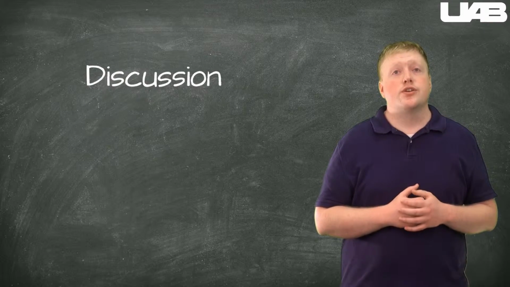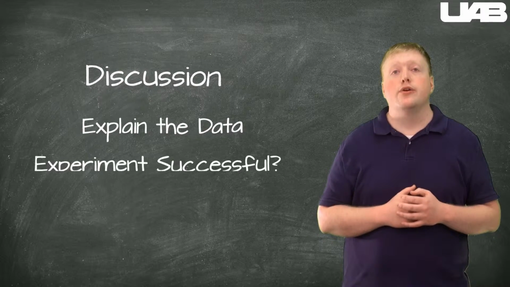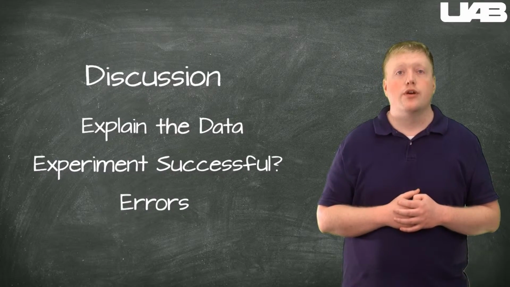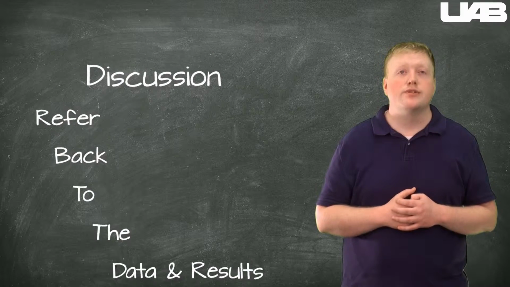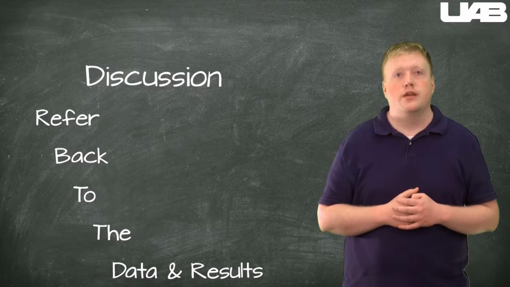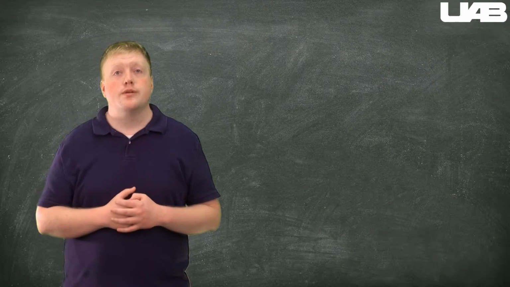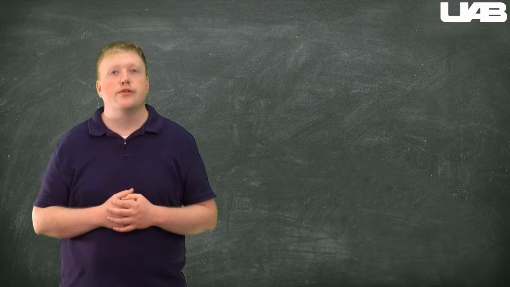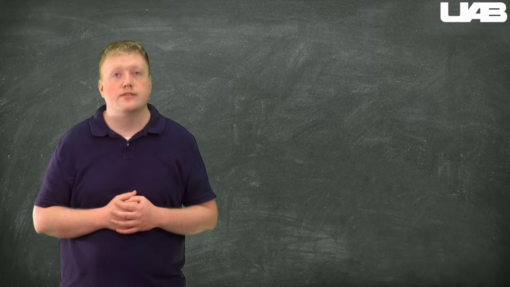The discussion section is where you explain the data you obtained, whether or not your experiment was successful, and any errors that may have occurred. You should use the data your group presented in the data and results section to construct a convincing scientific argument that you successfully performed the experiment. When you use information presented in the data and results section, make sure to refer to the particular figure, table, or equation where the information is.